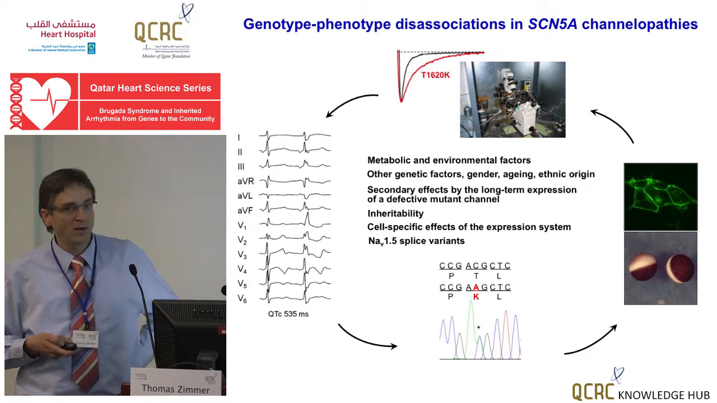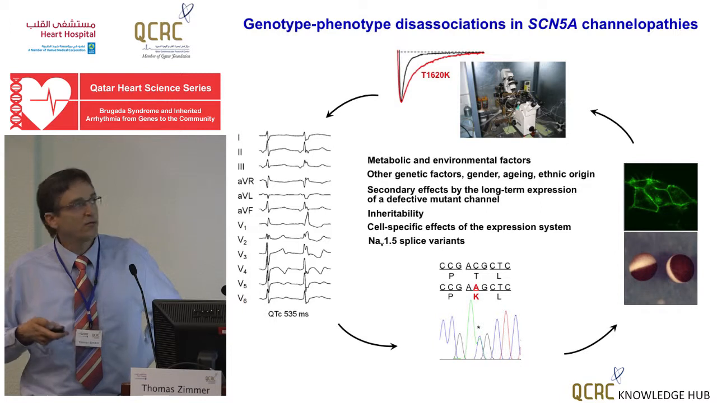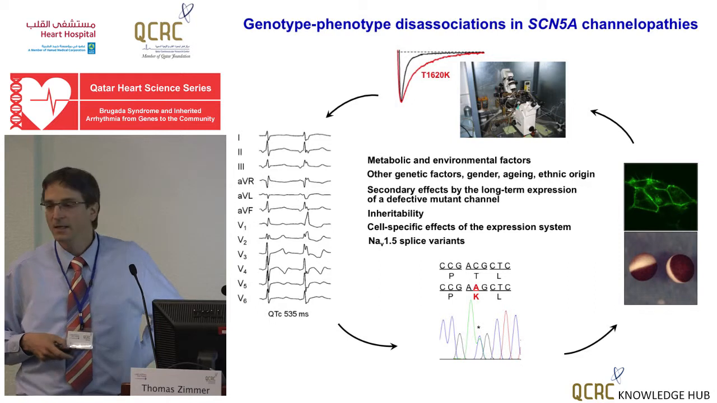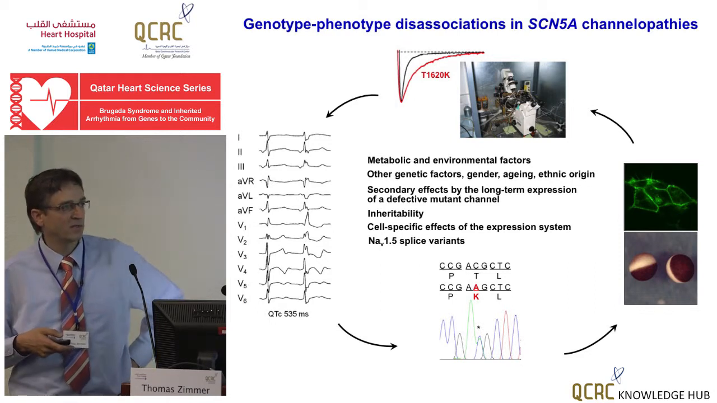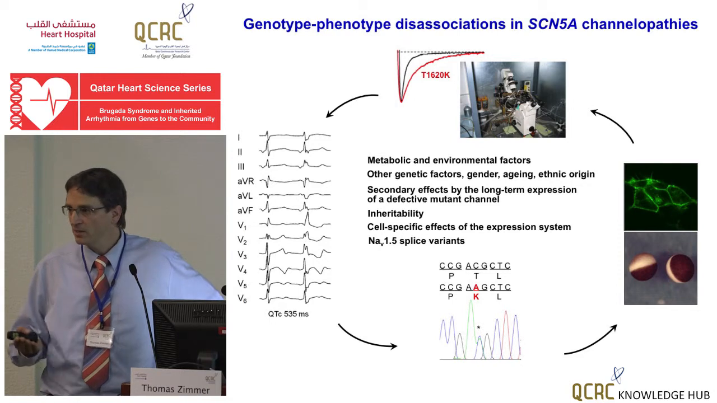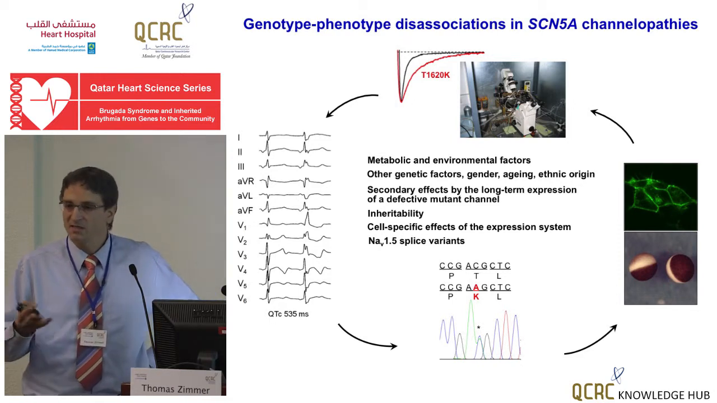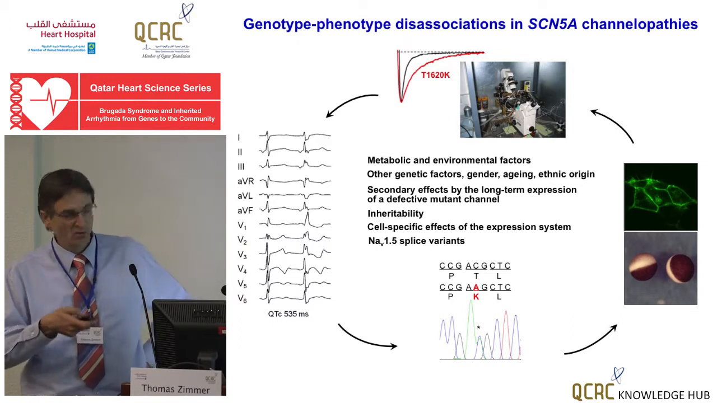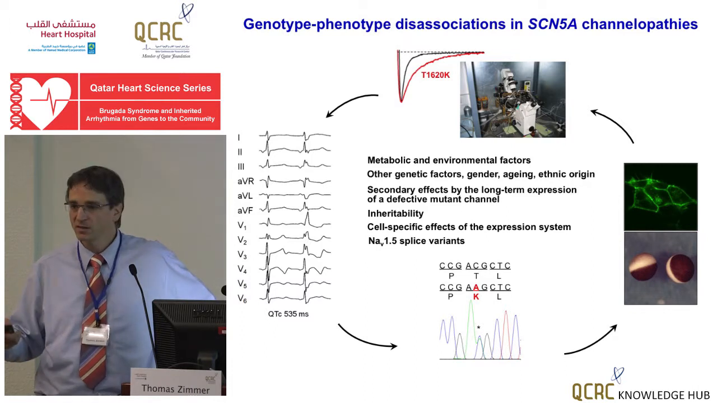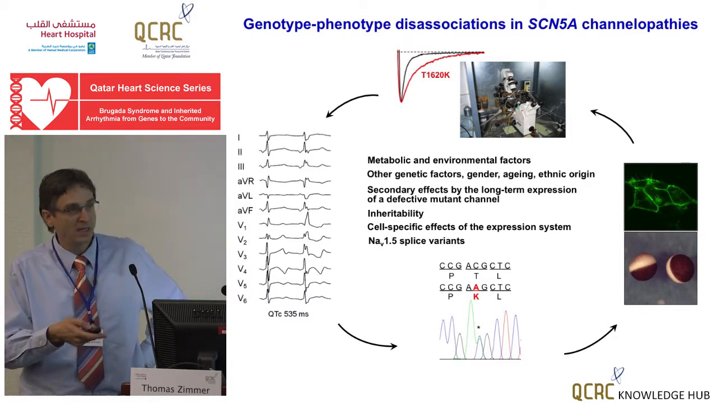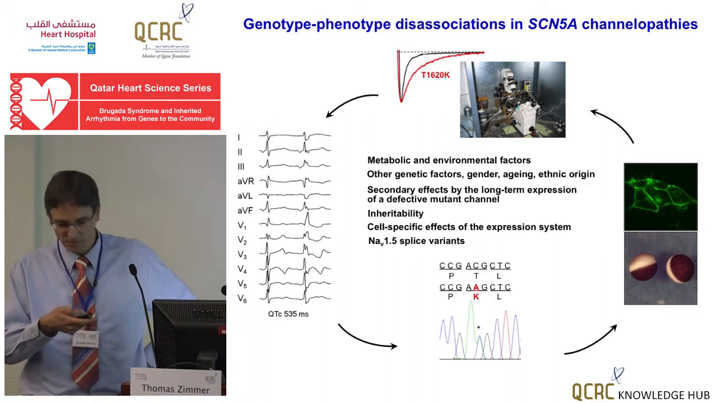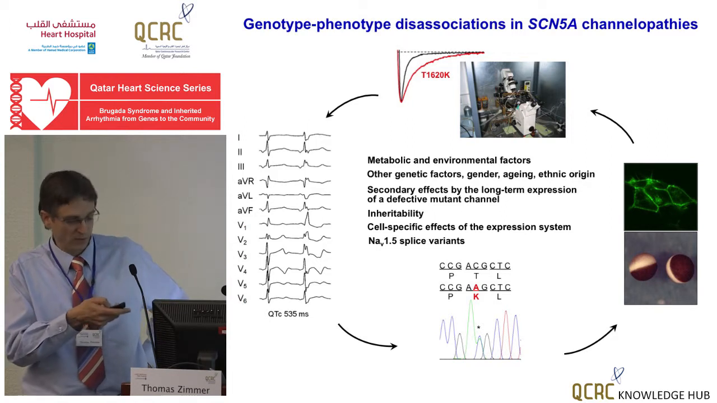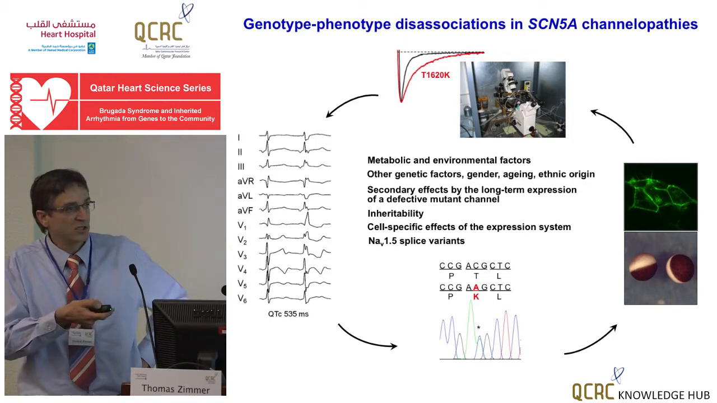So there are now many factors known that can influence this genotype-phenotype correlation, leading to such a disassociation. One thing is there are metabolic factors, for instance the pH value. It has been shown that acidic cells produce a stronger or larger persistent current. There are a lot of environmental factors like xenobiotics and drugs that can affect that. That's all what we are missing in the in vitro system, of course. There are other genetic factors, and we have heard a lot of that during these 2 days. For instance, gender or aging.